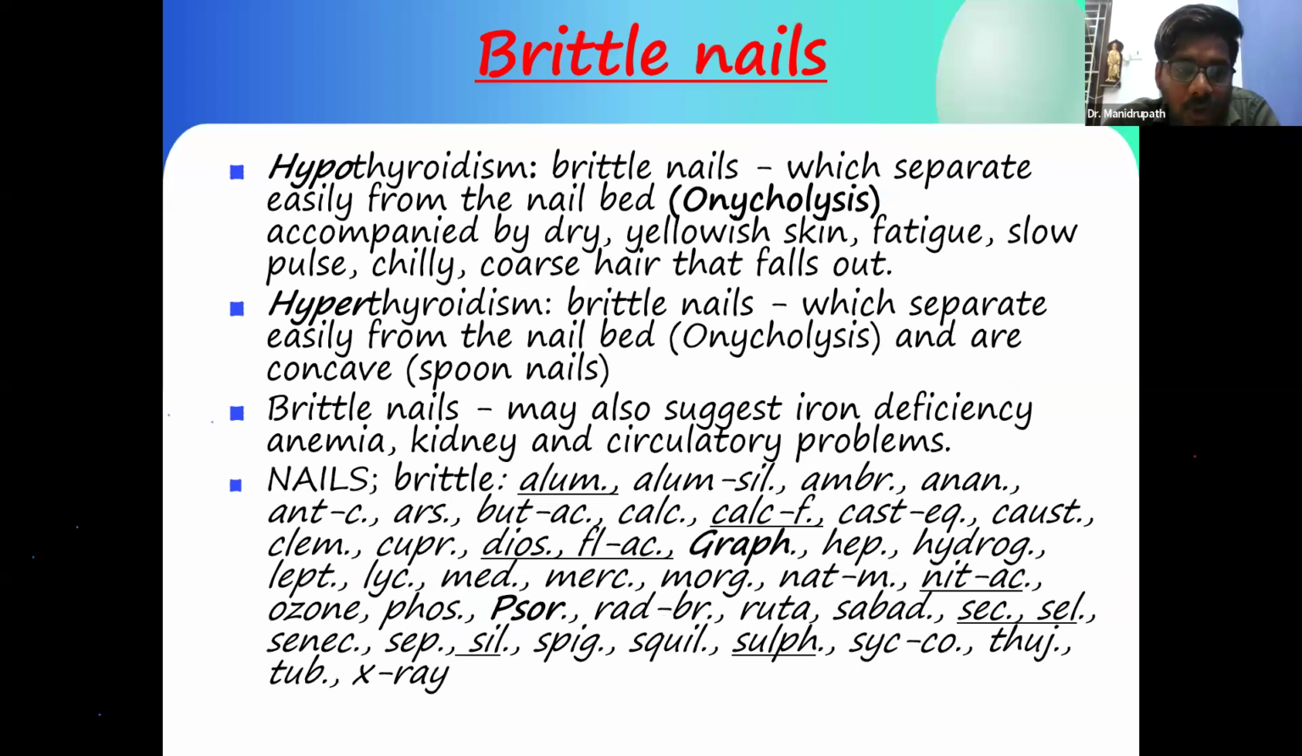Next, brittle nails we already discussed. One of the pathologies you can think of with brittle nails is the state of hyperthyroidism as well, with a lot of concave, spoony nails. Brittle nails indicate iron deficiency, anemia, kidney and circulatory problems. The high grade remedies are psorinum, graphites as well.